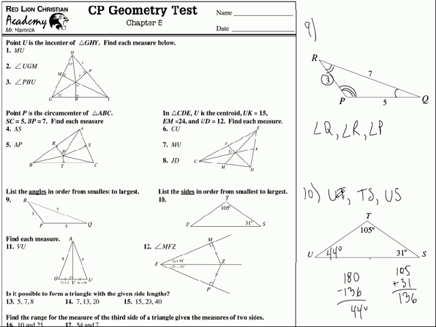That's the smallest side because it's opposite the smallest angle. That's the middle side because it's opposite the middle angle. This one right here, US, is the biggest side because it's opposite the biggest angle. And you need to have it in that order.